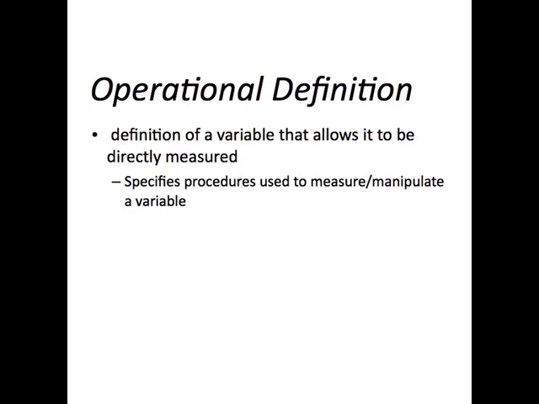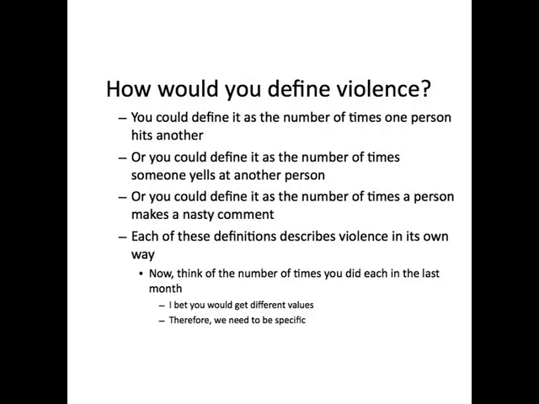This may be confusing, but let's take an easier example of what we mean by operationally defining the variable that we're testing. Let's take violence as an example. How could you operationally define violence? We could define it as the number of times that somebody hits another person, or you could define it as the number of times someone yells at another person, or you could define it as the number of times someone makes a nasty comment, either about somebody or to somebody.